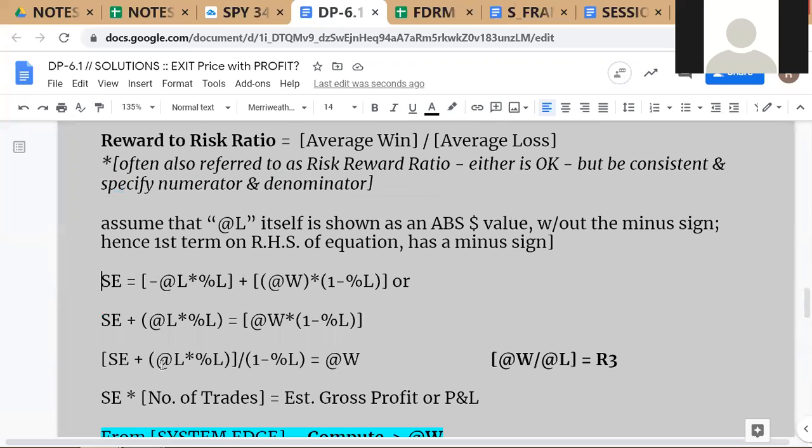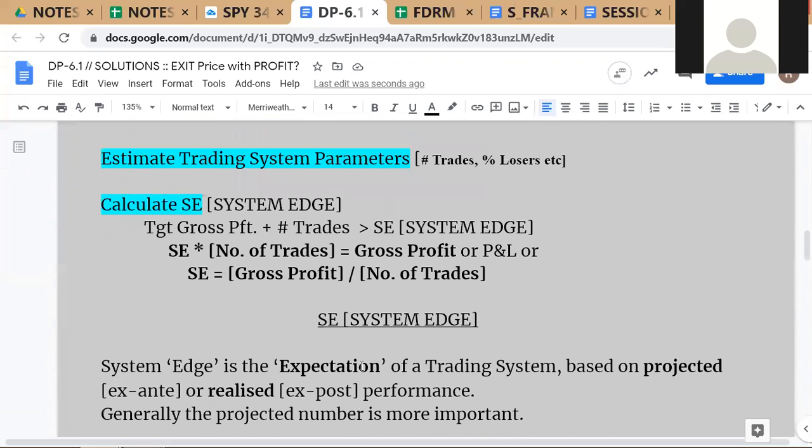So in this case, you're right, sir. The point you have raised is that we can write our formula as a general formula, which is always true: the system edge into number of trades will be equal to gross profit, where we have defined gross profit as total trading profits minus total trading losses. So here we can remove the estimated in the formula and just call it gross profit. Then you can prefix it with either estimated or target, whatever is the actual context in which you're operating.